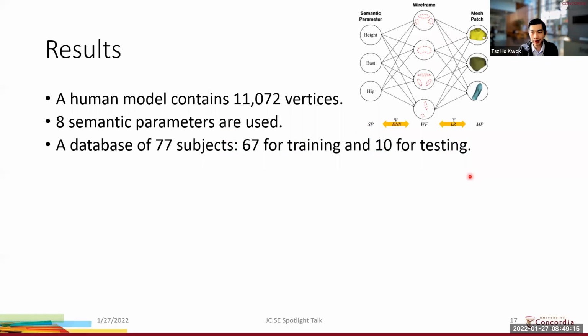In the testing, we use a database. In the database, each human model contains 1100 vertices, and each vertex has 3 coordinates, x, y, z, so the dimension is in the thousands. We picked 8 semantic parameters, like height, bust curve, hip curve, those kinds of semantic parameters. A database of 77 subjects is used. 67 are used for training, and 10 are used for testing.